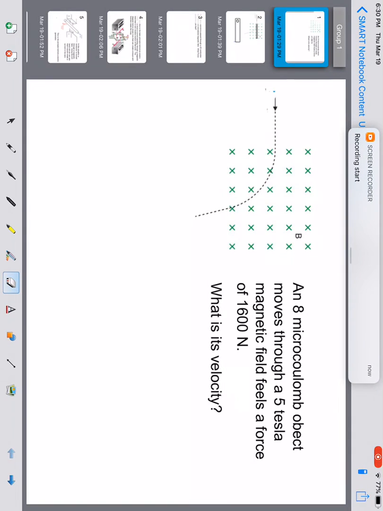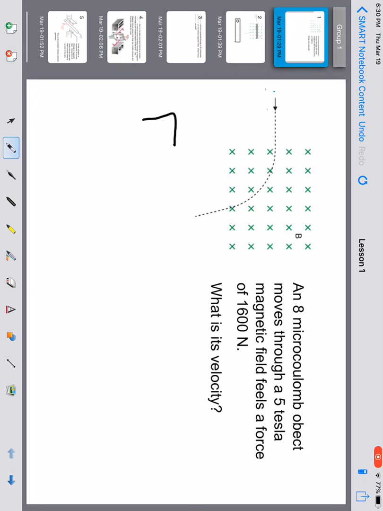Okay, so here we have a problem just like we had in class. We're going to start off doing this problem just as a warm-up for what's to come. So we have FB equals QVB sine theta. Now, if you read the question, it says an 8 microcoulomb object moves through a 5 Tesla magnetic field, feels a force of 1600 newtons. What is the velocity? So we know the force, it's 1600 newtons.